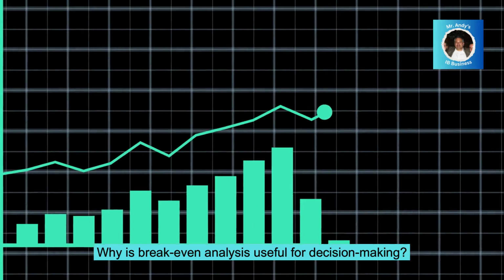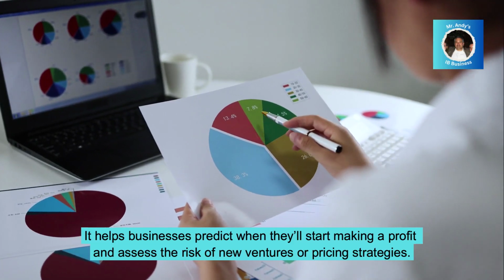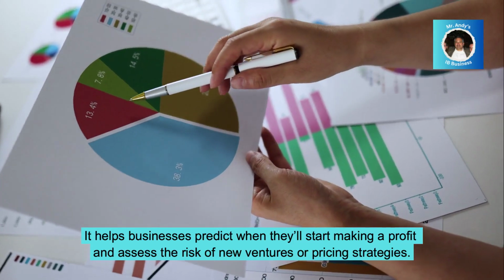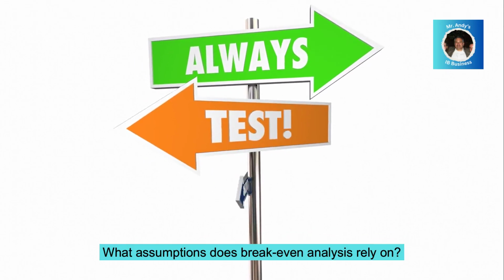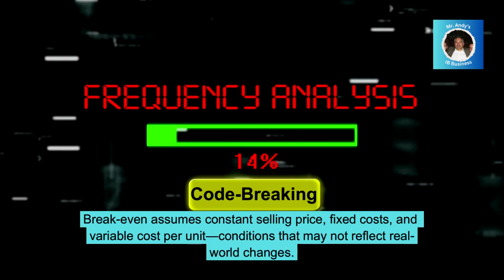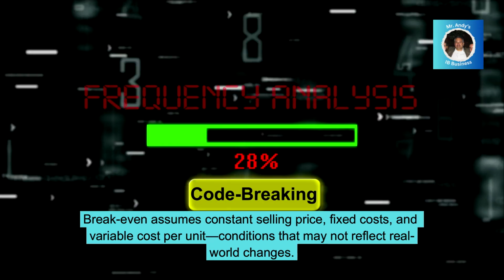Why is break-even analysis useful for decision-making? It helps businesses predict when they'll start making a profit and assess the risk of new ventures or pricing strategies. What assumptions does break-even analysis rely on? Break-even assumes constant selling price, fixed costs, and variable cost per unit, conditions that may not reflect real-world changes.